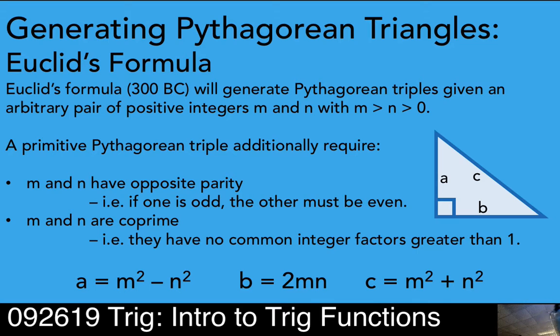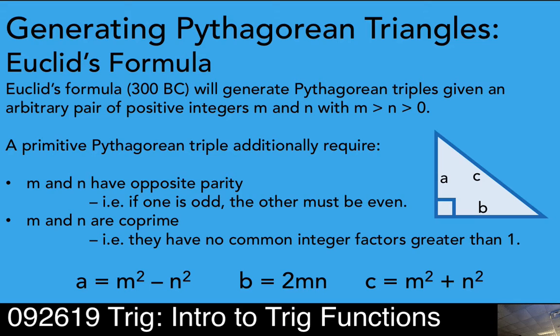And a primitive Pythagorean triple is one in which all the numbers share no common factors, so they're prime to one another. For example, 3, 4, 5 share no common factors except 1, so that would be a primitive triple. Whereas 6, 8, 10 is also one of those triangles, but 6, 8, and 10 all share a common factor of 2, so that would not be a primitive Pythagorean triple. You guys follow that? Yeah.